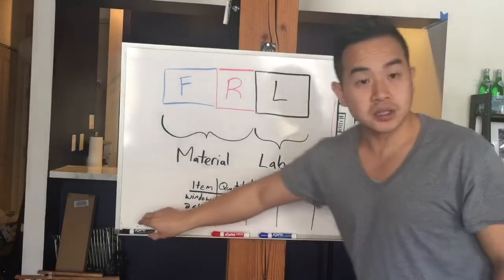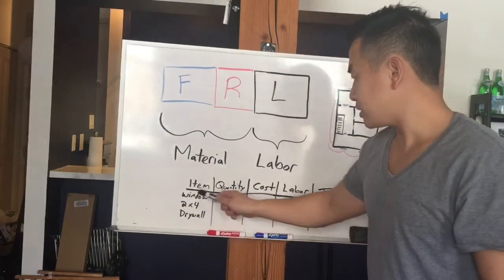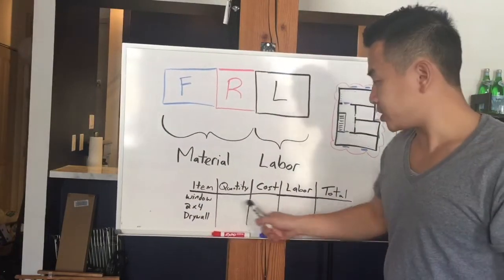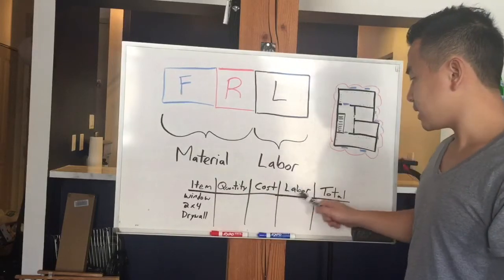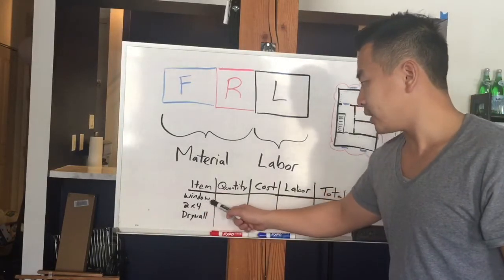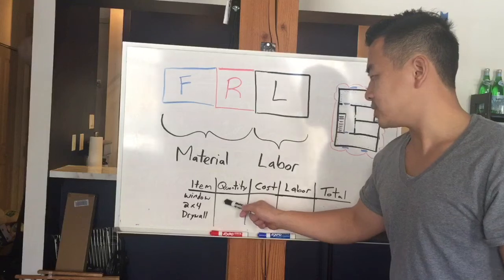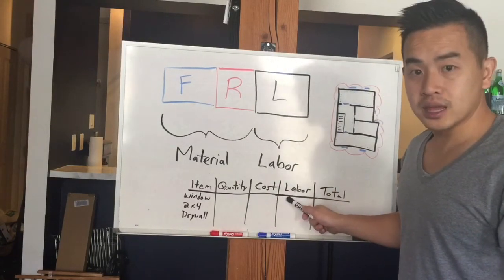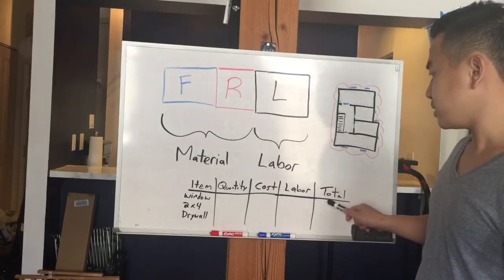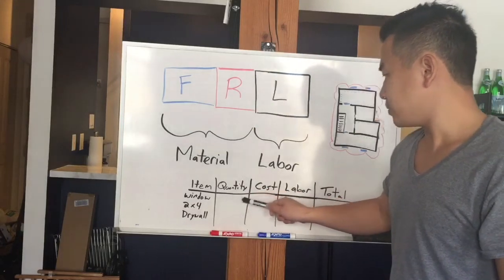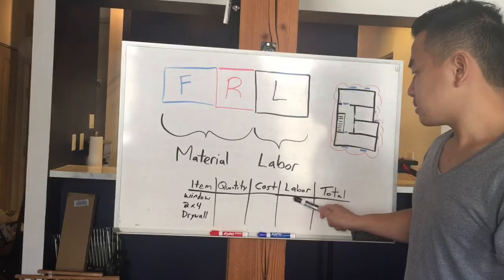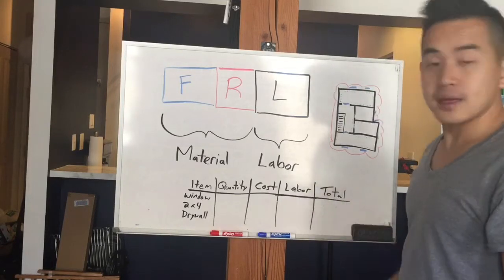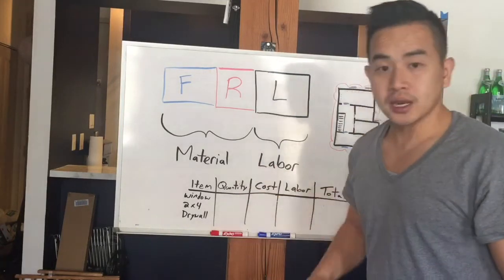Now, this is what's gonna happen. You're gonna write down in an Excel spreadsheet: item, quantity, cost, labor, total. You're gonna write down the item, windows, number of windows, 6. Cost of each window, $125. And then you gotta figure out what the labor is on that, and then have this Excel spreadsheet take this number of items times this cost times this labor, and that's your total, and do it for each item.